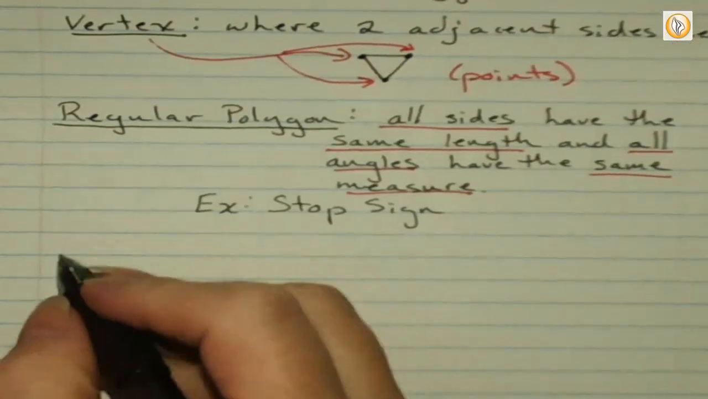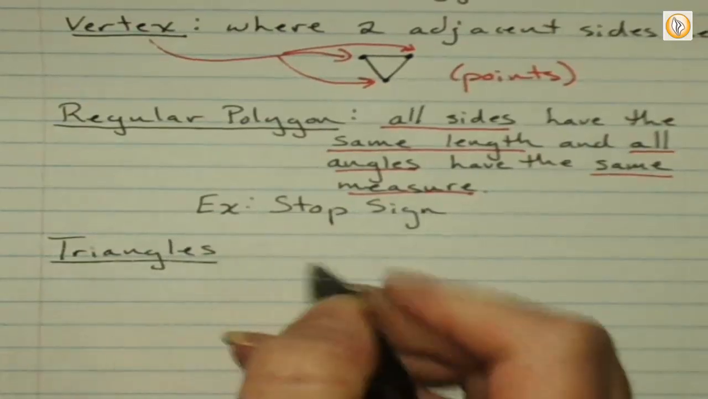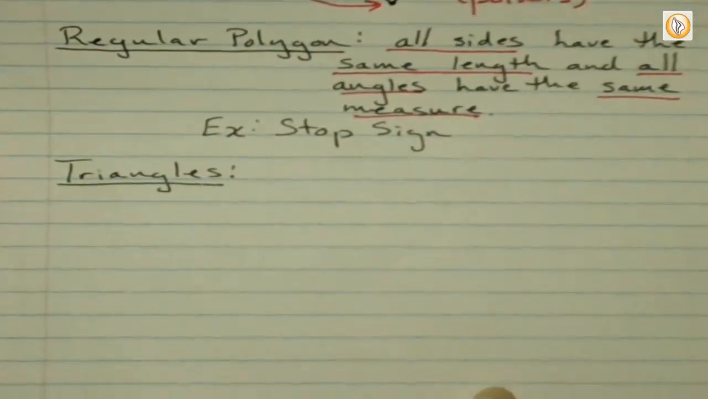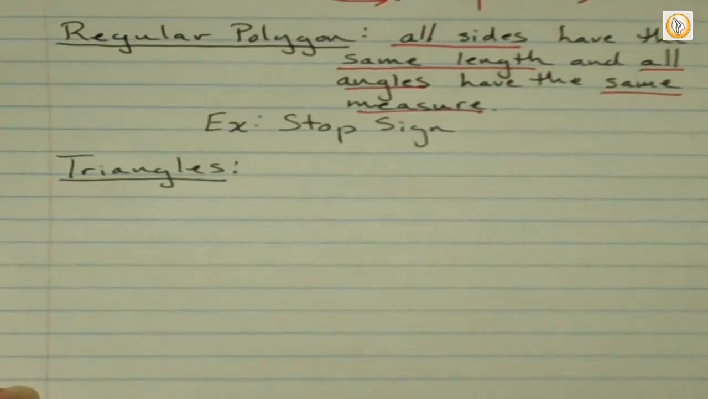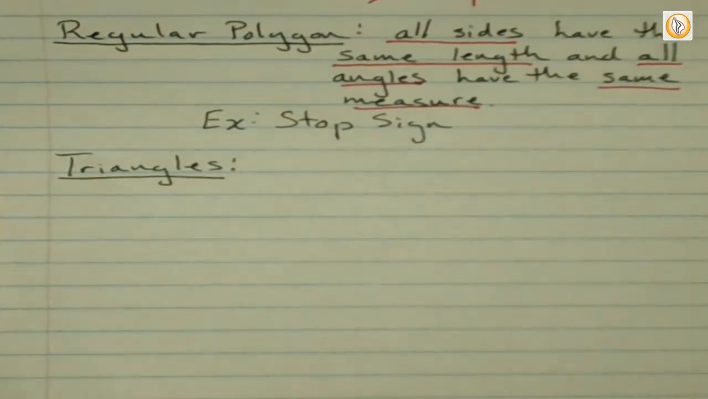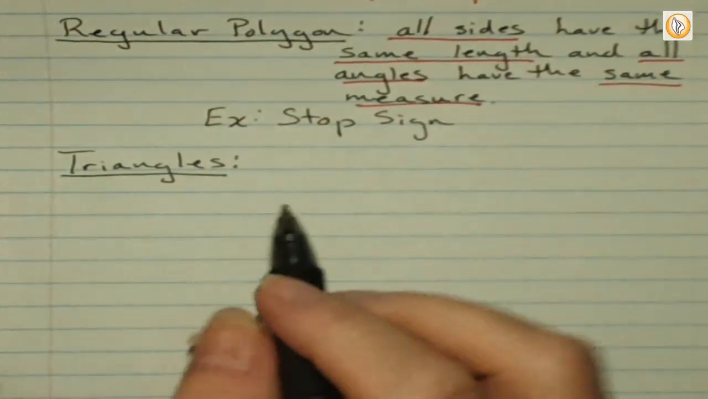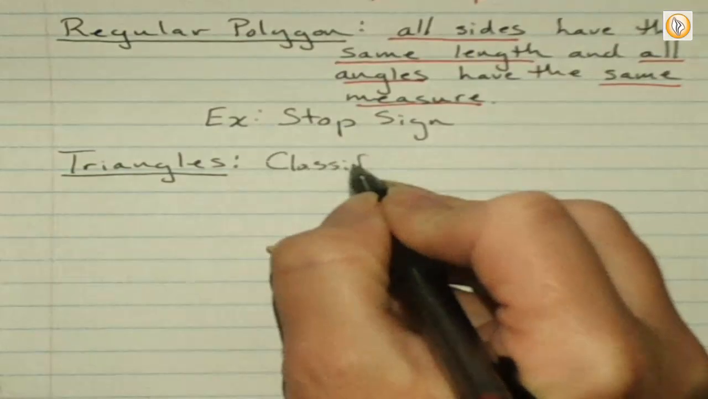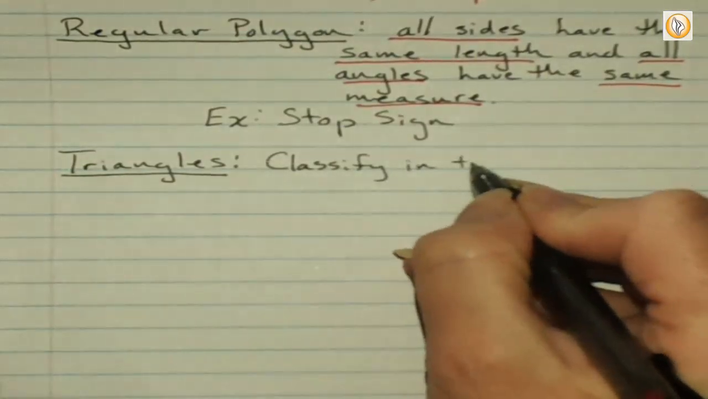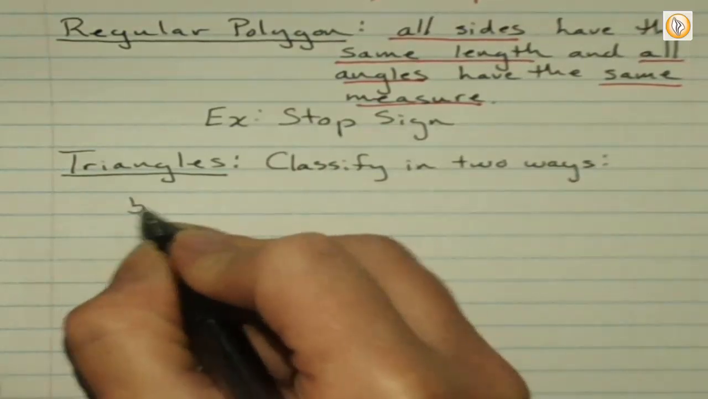All right, moving on. See, we're moving fast. I'm hitting on the important stuff. Triangles. Okay, now we went straight from polygons to triangles. Astros are winning. Yes. Okay, you can classify triangles in two ways. You can classify by sides.